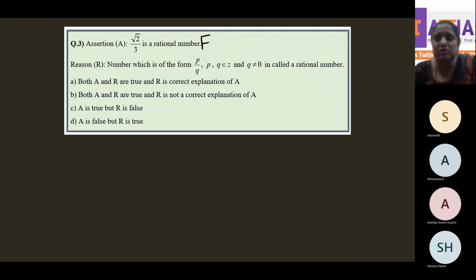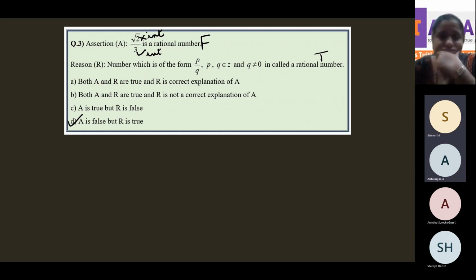One minute, take a screenshot now. This is true. Because this is not an integer, this one is not an integer, and this one is an integer. Fine, children? Yes, ma'am.